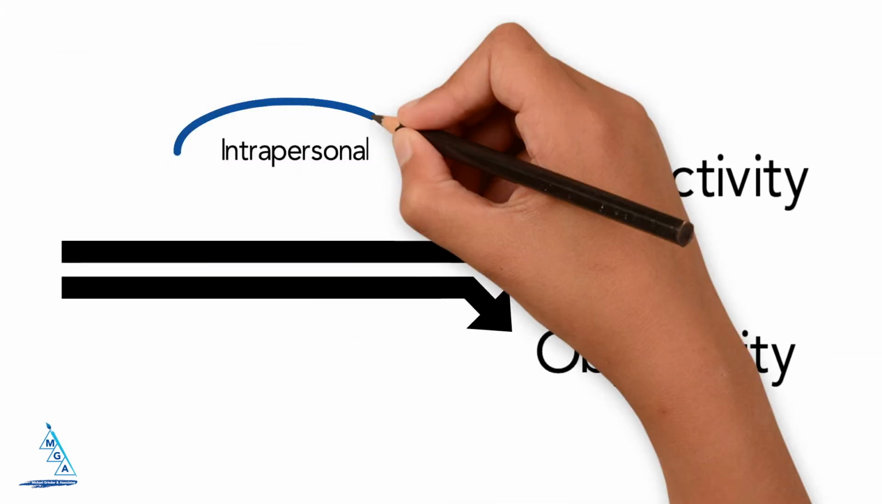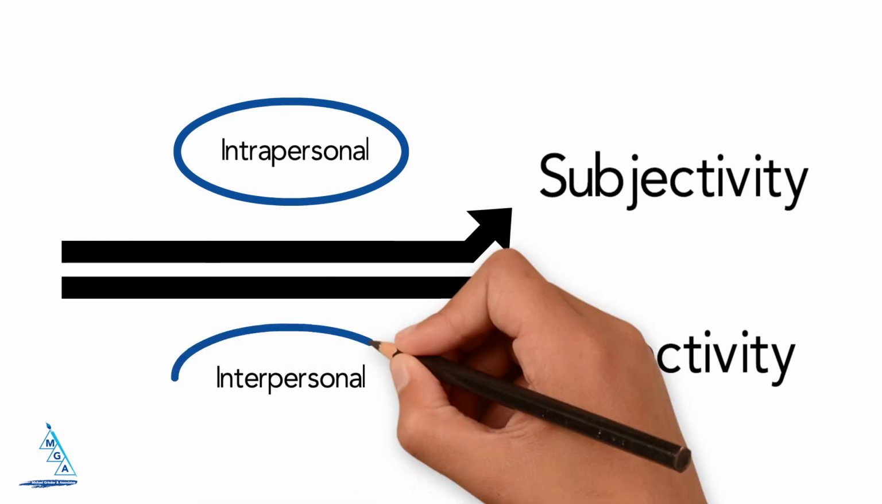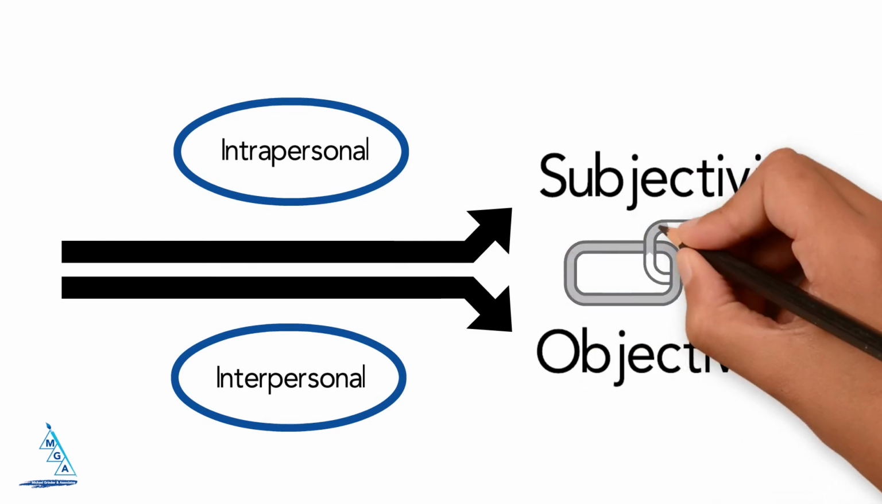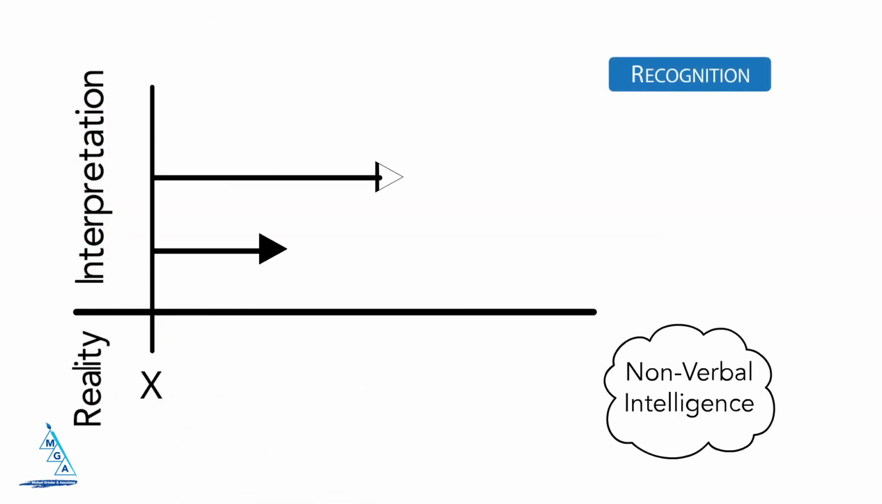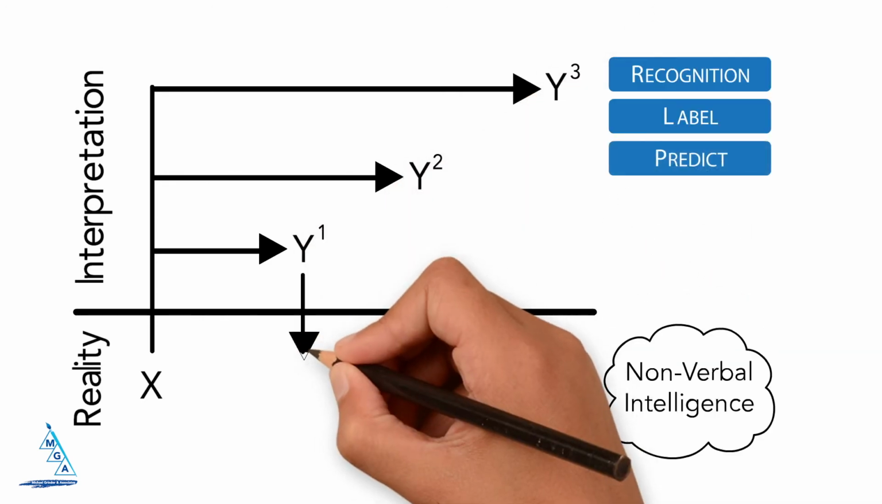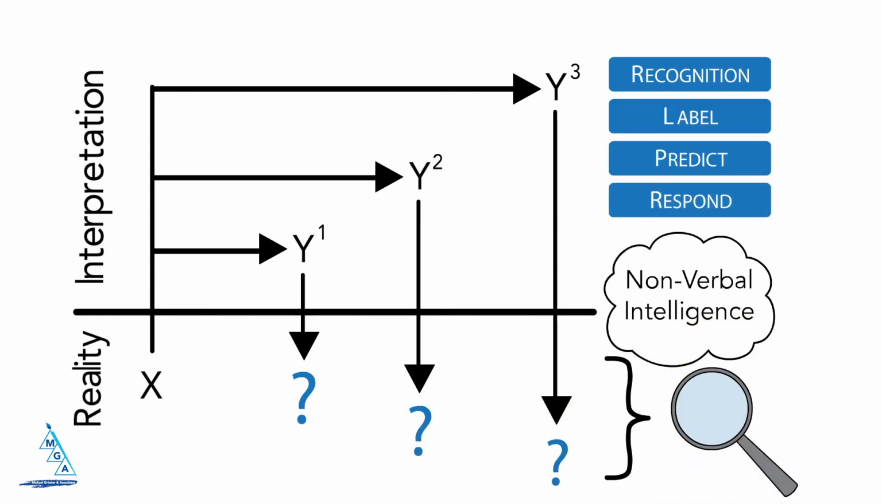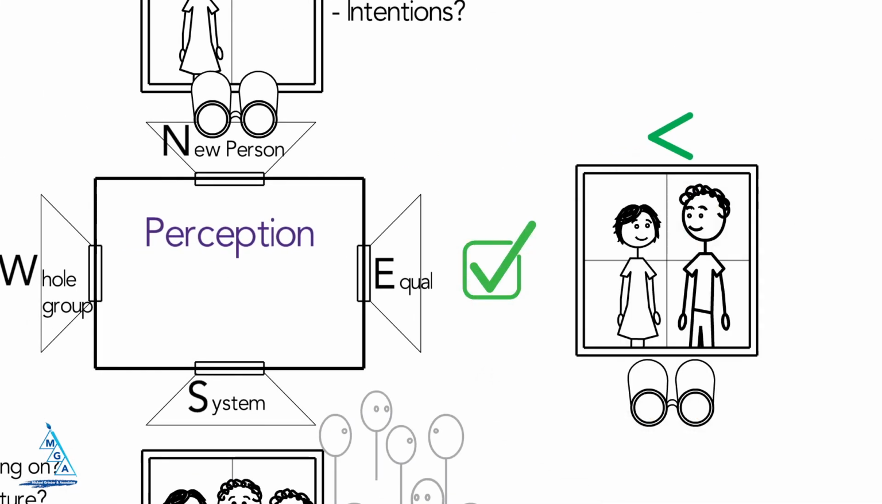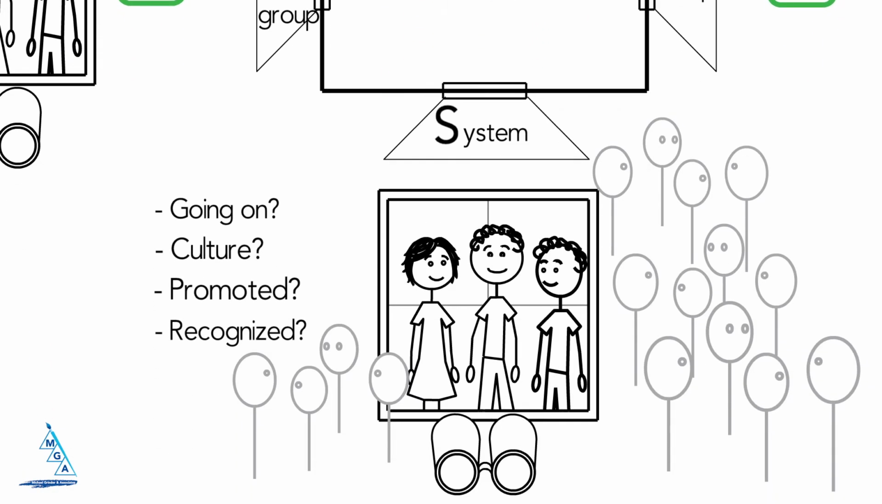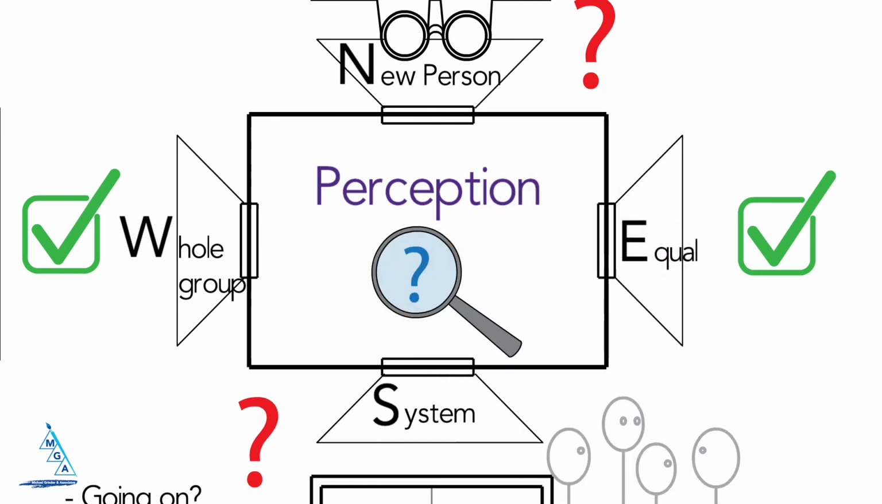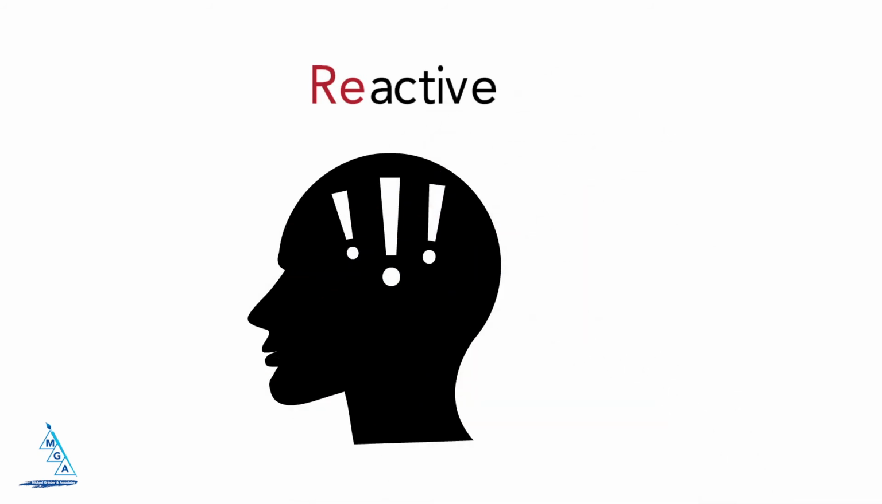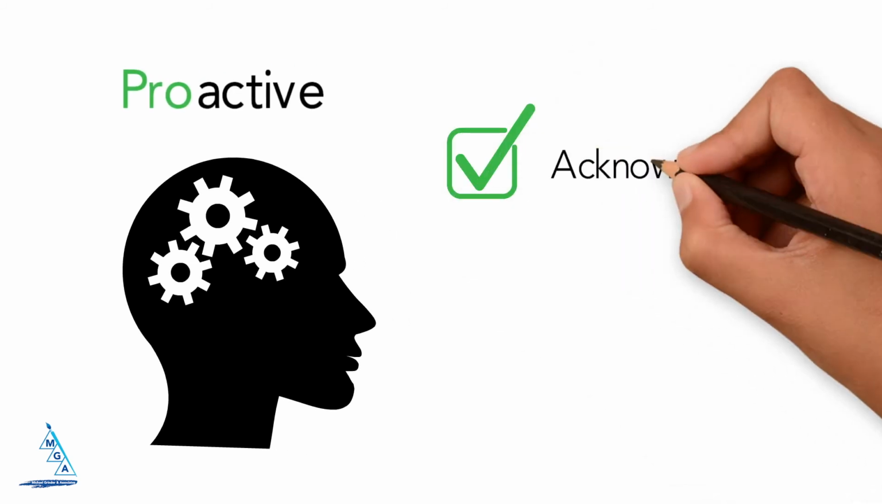So far, we've suggested that if the intrapersonal intelligence stays above the line and the interpersonal intelligence stays below the line, everything is fine. There is a third category of intelligence called nonverbal intelligence. It straddles both above and below the line. It is the ability to recognize a pattern of communication, label it, predict what is likely to happen, and then consider responding to the dynamics. It might be more accurate to apply this to the east and the west wall instead of the north and the south wall. The purpose of perception is to be able to predict what is likely to happen before it happens. It allows the person in charge to be proactive instead of being reactive in terms of responding to dynamics that occur.